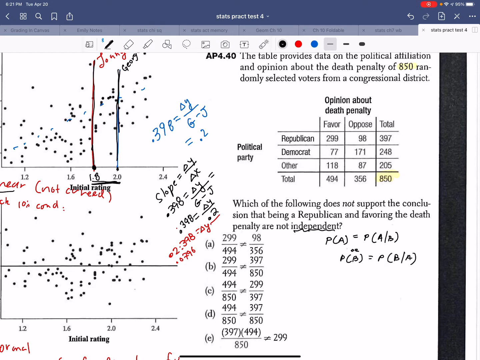So we have multiple things happening. It's like you're a Republican, you're a Democrat, you're an other, you're in favor or you're opposed. So they've set up a number of these to find out if these items are independent. And I want to jog your mind, what does it mean to be independent? So why does this mean what it means?